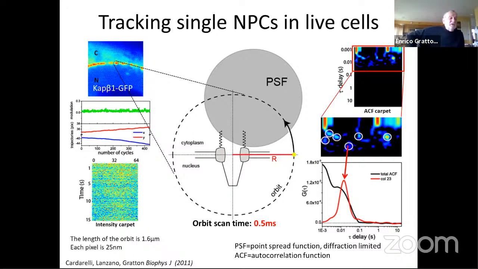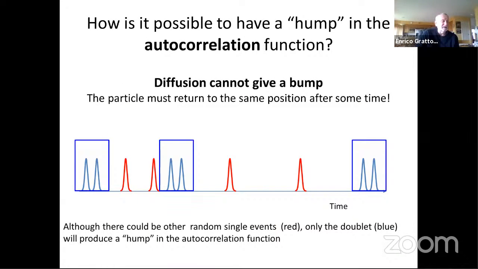And then if we analyze one of them, we see something absolutely peculiar: our autocorrelation function is made of a peak. We say a hump. And how can an autocorrelation function have a hump? Well, if it's diffusion, it cannot have a hump, but if it's not diffusion, it could. And so let us see in the model what the idea will be.